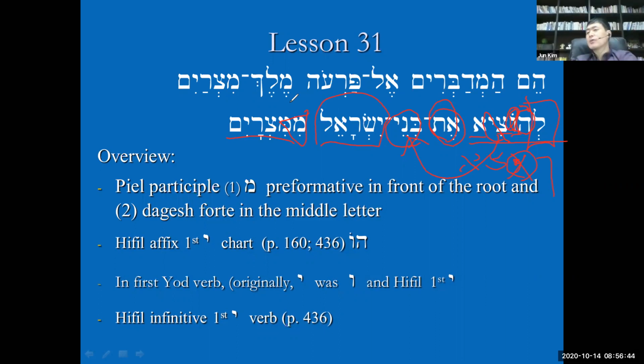Now let me ask you this question. If we are dealing with a first yod verb in the Qal stem, especially for infinitive construct, is there anything that you can tell me? Drops the yod and ends in tav.